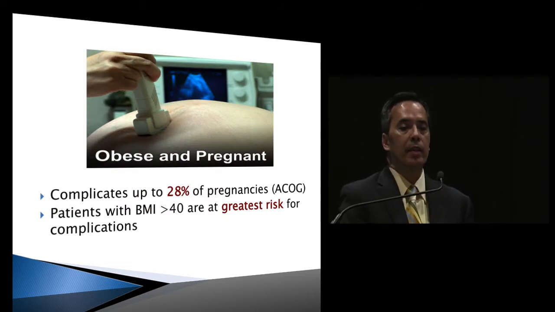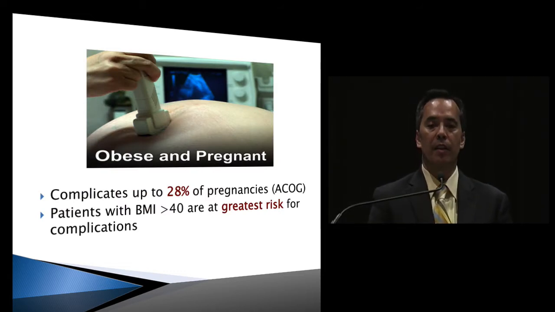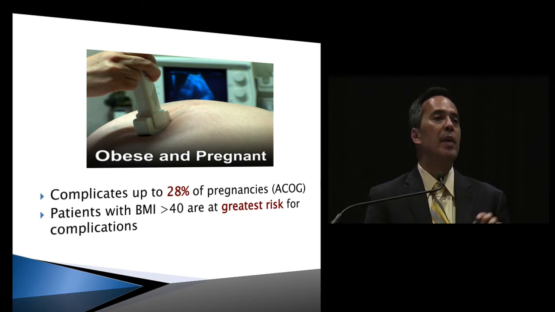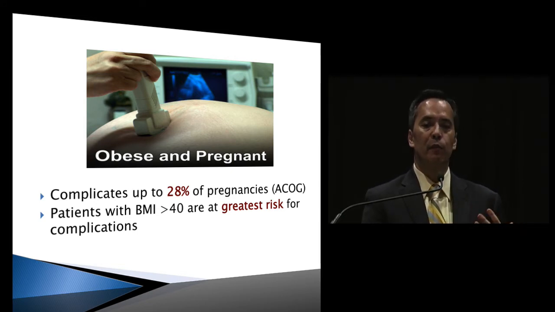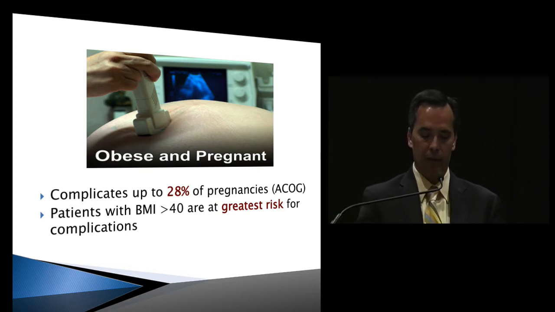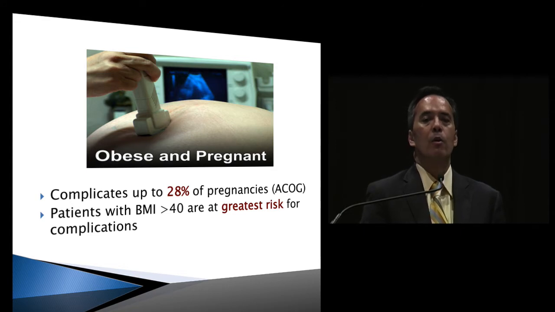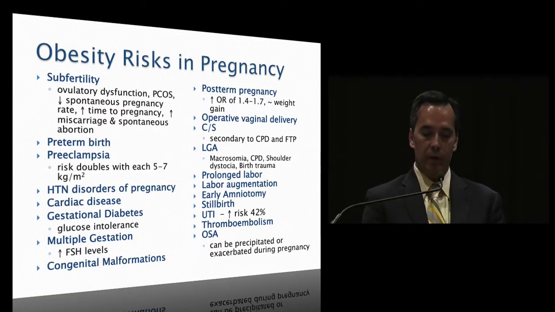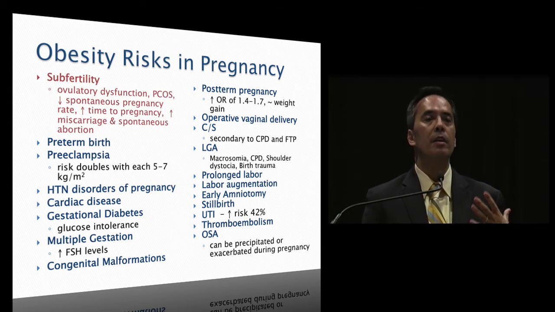Now, obesity complicates up to 28% of pregnancies. And in fact, patients with a BMI greater than 40 are at greatest risk. I'll have more to talk about that on the next slides. Obesity risks in pregnancy: one of the risks is subfertility, and they think it's ovulatory dysfunction.